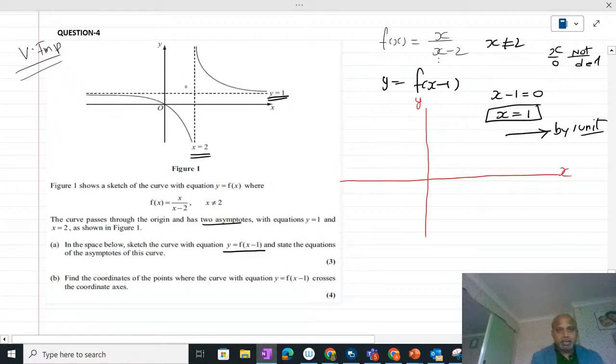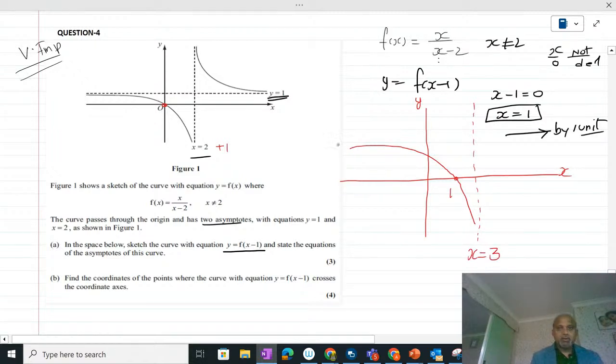Earlier it was passing from 0, now it will pass from 1. So the graph will be like this and it will be passing like this. Okay, so it is passing from 1. And its asymptote was x equal to 2. So if you add 1, then it should be x equal to 3. So here it will be a new asymptote, that is x equal to 3.